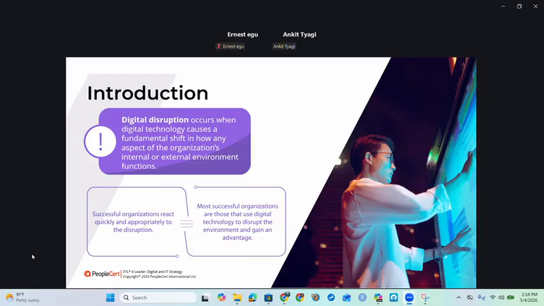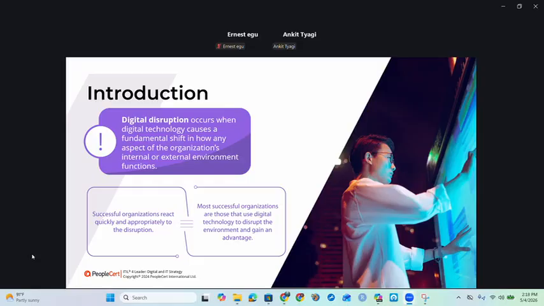Digital disruption occurs when a digital technology causes a fundamental shift in how any aspect of the organization's internal or external environment functions. So how do we work within the internal or the external context, and how can digital disruption affect us? Successful organizations react quickly and appropriately to the disruptions. And most successful organizations are those that use digital technology to disrupt the environment and gain an advantage.